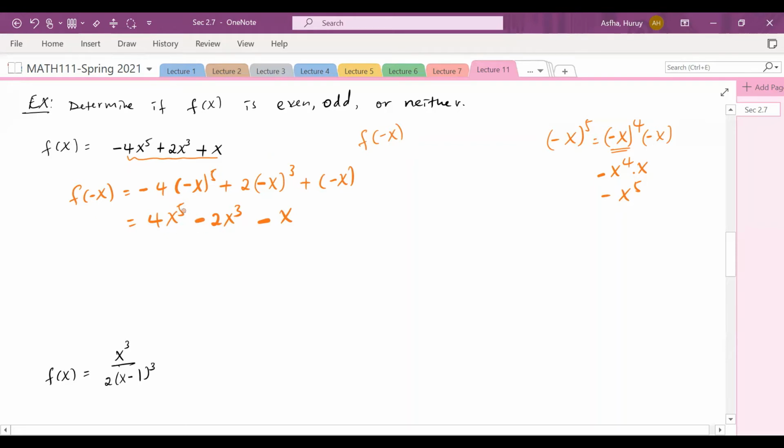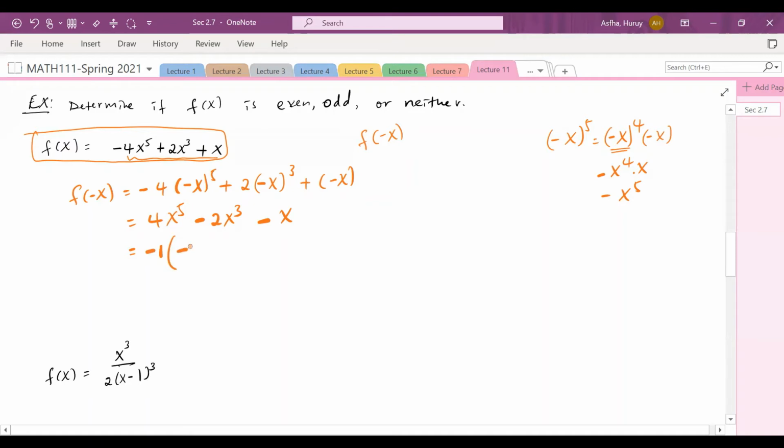Now we still need to tweak a bit so that we can see whether this is f of x or negative f of x. Well, definitely this is not f of x, because f of x is this one, the original function. So they are not the same. At least we can see there is no negative here, right? And here it's positive but negative, negative, positive, right? How about if I factor out -1?